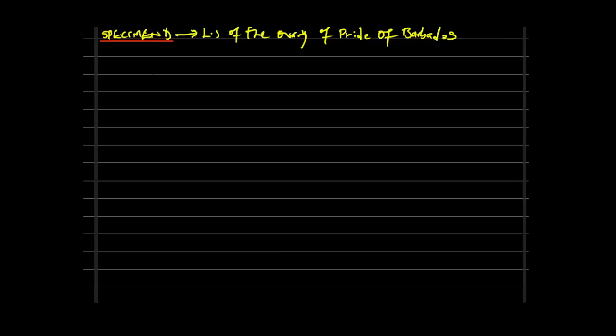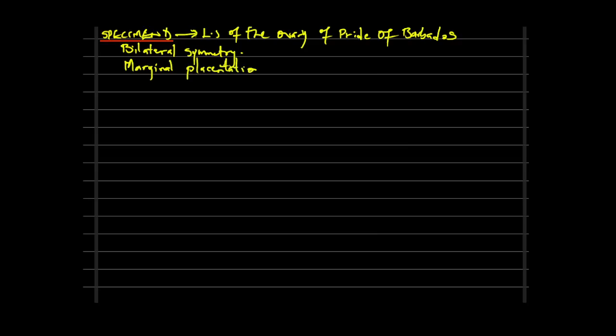Now, the characteristics of the pride of Barbados is that the flower has bilateral symmetry, and the placentation is marginal. It has marginal placentation.